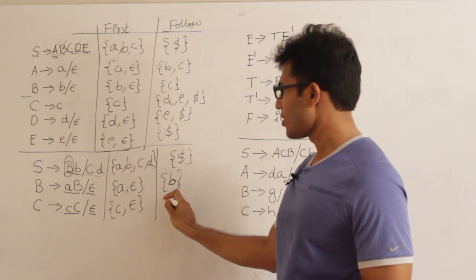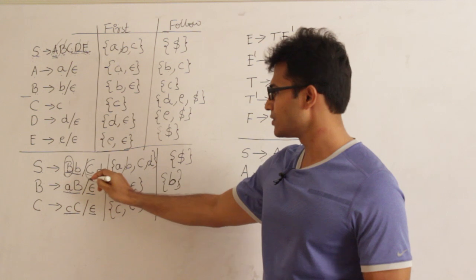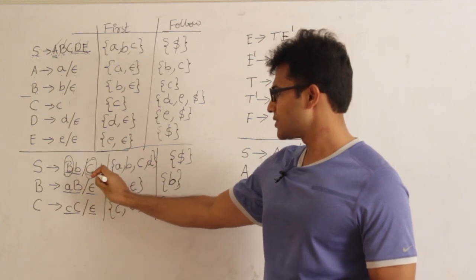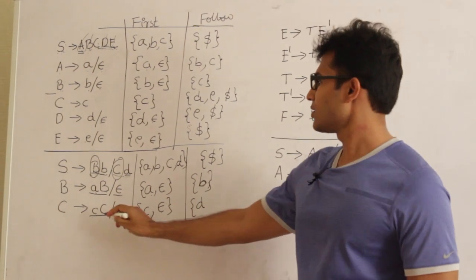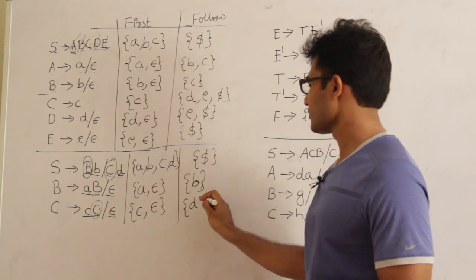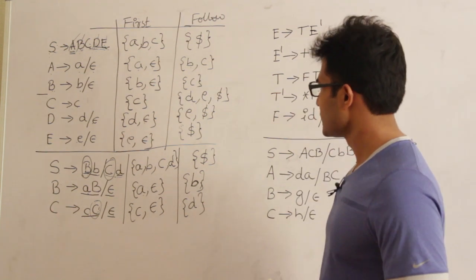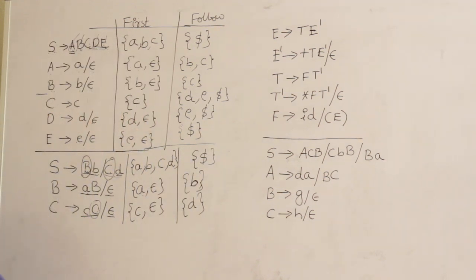What about follow of C? Follow of C is first of this. See, only this is the point. And now C is being followed by d. Therefore, follow of C is d. And here also we are getting C again, and follow of C is again d. Got it? So this is how we calculate the first and follows.